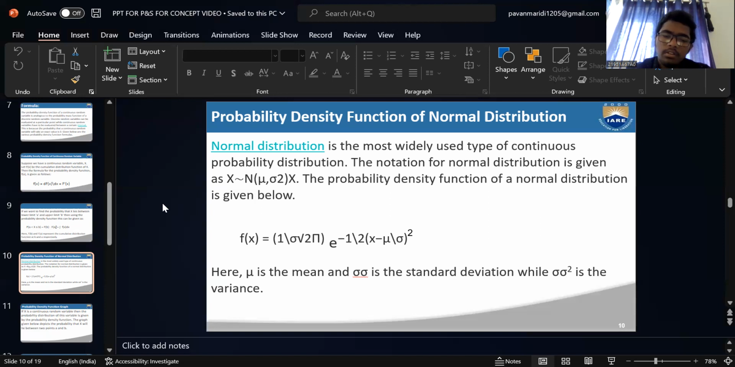Where mu is the mean, sigma is the standard deviation, and sigma squared is the variance.